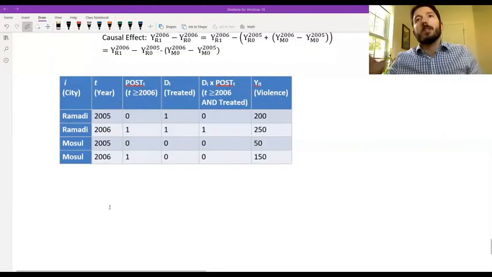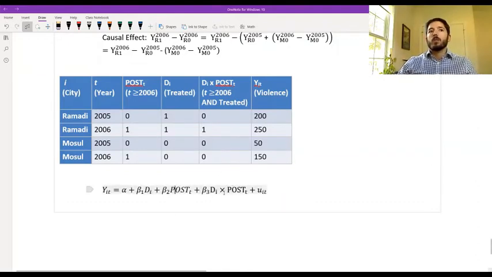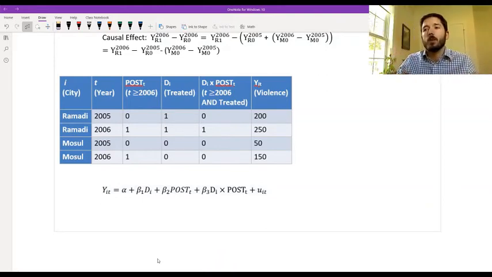Okay, so difference in differences, we're running a regression that looks something like this, where we've got an indicator for the treatment, post, and an interaction term, treatment by post. Okay, so just to get a little bit of a better sense of what this is actually doing, let's break it down a little bit here.